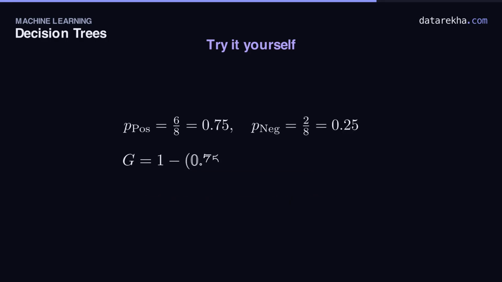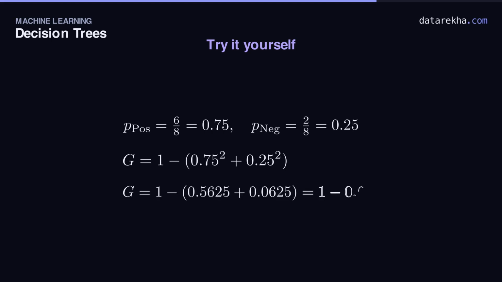6 out of 8 is 0.75 and 2 out of 8 is 0.25. Gini is 1 minus (0.75 squared plus 0.25 squared). That's 1 minus (0.5625 plus 0.0625). 1 minus 0.625. So the Gini impurity is 0.375. If you got that, you've genuinely got this.